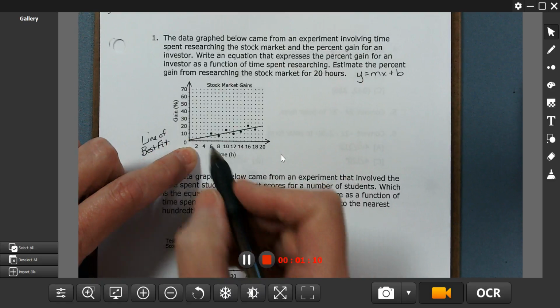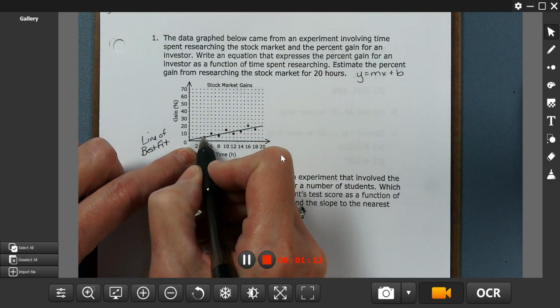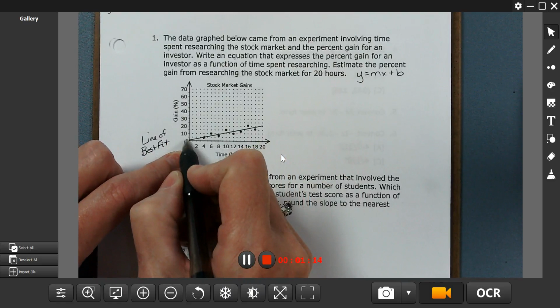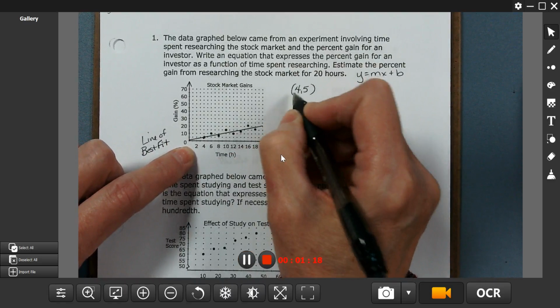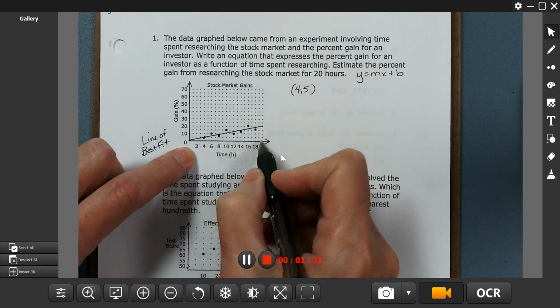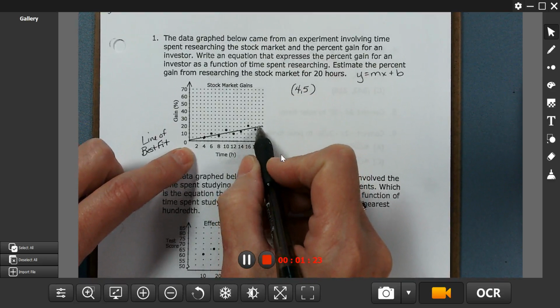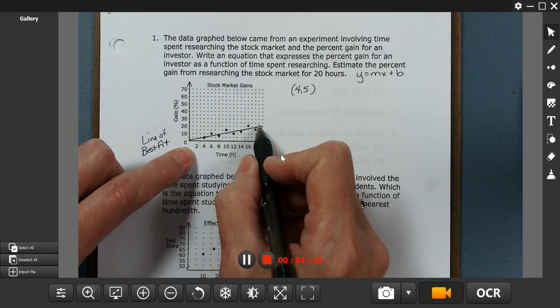Okay, so I can see there's a good point right here, and that's 4, and then you have to look at the scale over here, so it's going to be 4, 5. And then if you look down here, like at 19, if you go up, it looks like that's a good point right there, and that's 20.